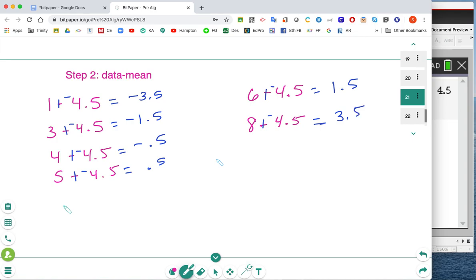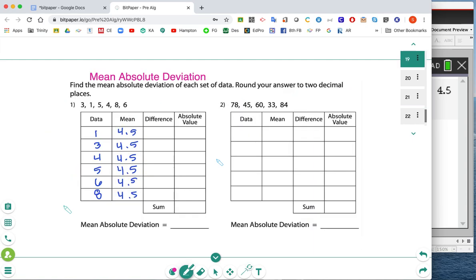All right, so now I've taken the data and I have subtracted the mean. What I've just found is their difference. So I'm going to fill in our difference. The difference is negative 3.5, negative 1.5, negative 0.5, 0.5, 1.5, and 3.5.